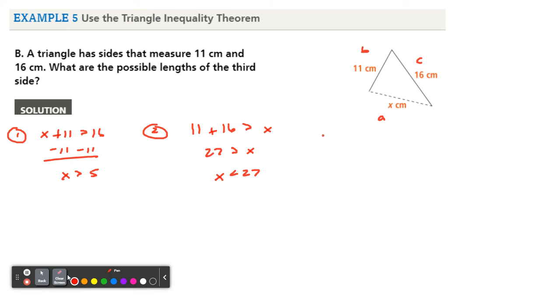And then the third situation: A plus C greater than B. x plus 16 must be greater than 11. Well, if you subtract 16, x must be greater than negative 5. This one doesn't make sense, right? The side lengths must be positive.